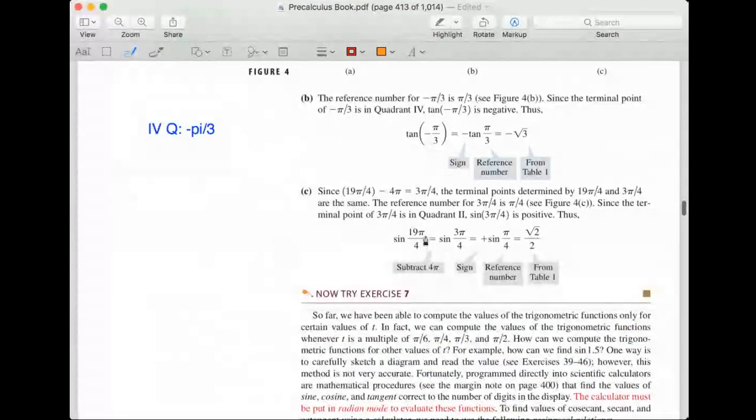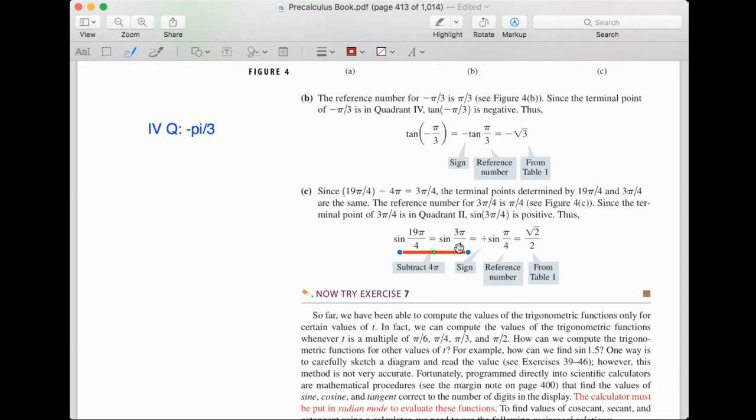Let's see this one, sine 19 pi over 4. We can rewrite 19 pi over 4 as 16 pi over 4 plus 3 pi over 4, right? And 16 over 4 is 4, so we get 3 pi over 4 plus 4 pi. And 4 pi, remember, is just going back to 0 with 2 circles. So 4 pi is the same as 0. So that's why we have sine 19 pi over 4 equals sine 3 pi over 4.